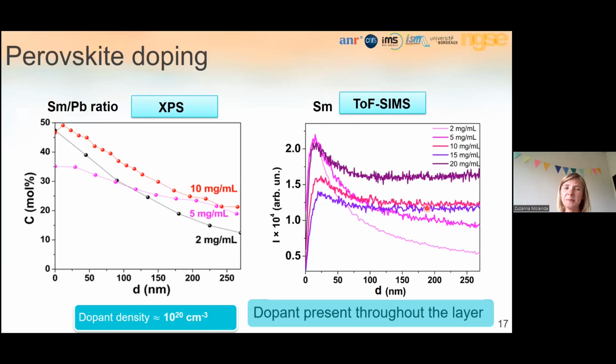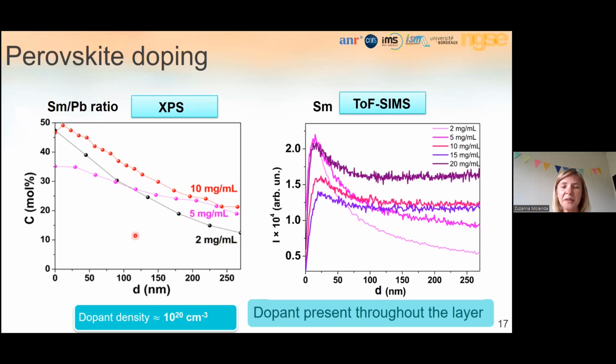The same technique, XPS, was used to investigate the atomic composition, the atomic profile, of the doped perovskite materials. And here we can see, both on XPS and on ToF-SIMS profiles, an increased amount of samarium close to the surface, which is perfectly justified by the method used for the doping. Nevertheless, there is a substantial amount of samarium close to the bottom of the layer, and this was confirmed by both techniques.